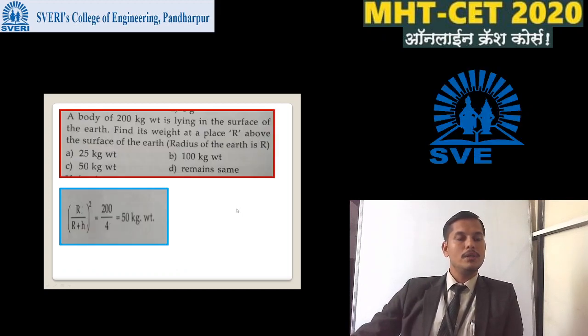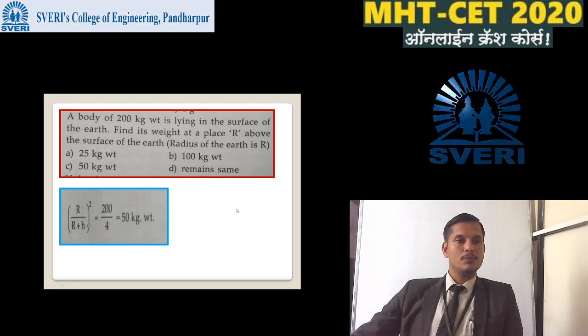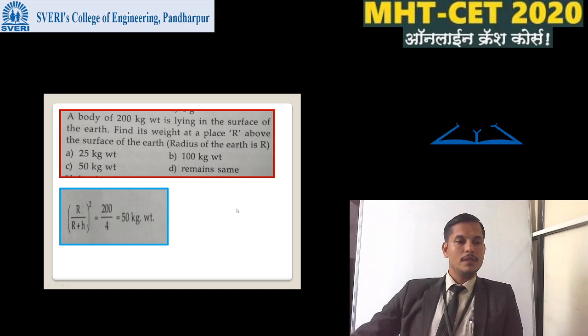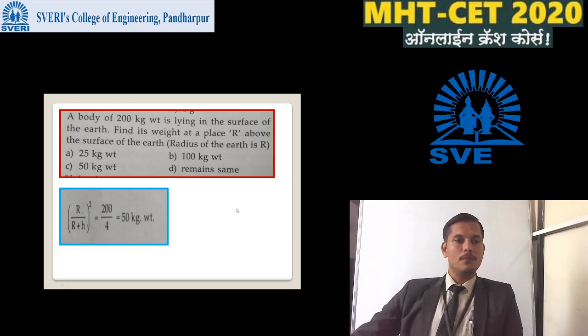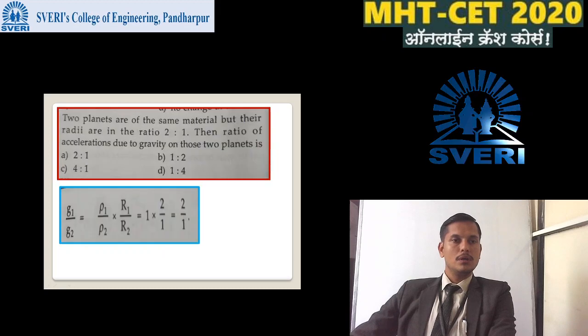Next, a body of 200 kg weight is lying on the surface of the earth. Find its weight at a place capital R above the surface of the earth. The radius of the earth we are considering as capital R. So simply we use the value R divided by R plus H, whole squared. After putting the values, we get the answer as 50 kg weight. So let us move to the next one.